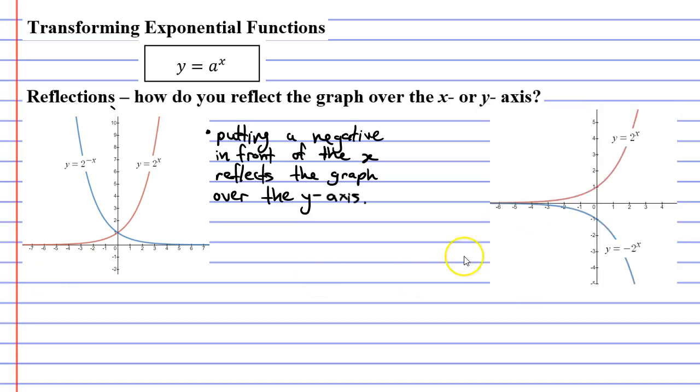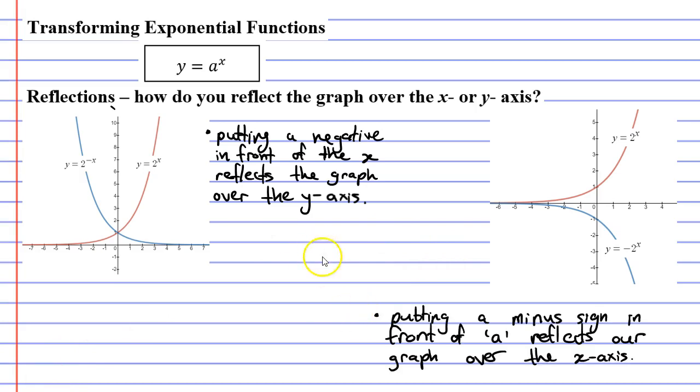So here is a picture of what we just did, and we'll write a note to ourselves once again. We'll say that putting a minus sign in front of a reflects our graph over the x-axis. Here's our original equation, 2 to the power of x, and then we put a minus sign in front of the 2, which is our a value.